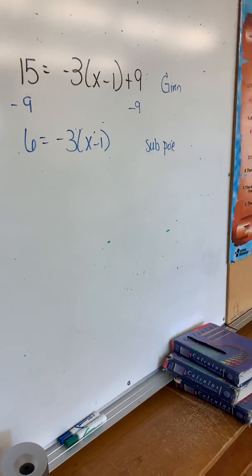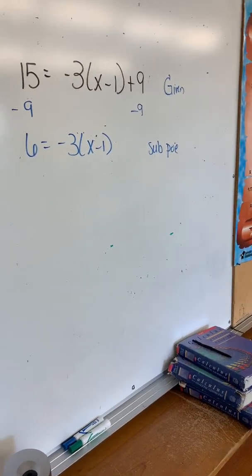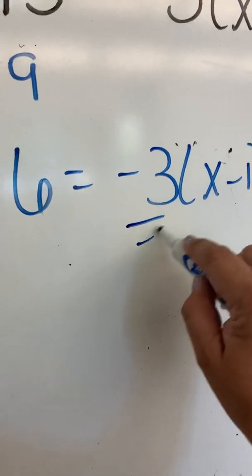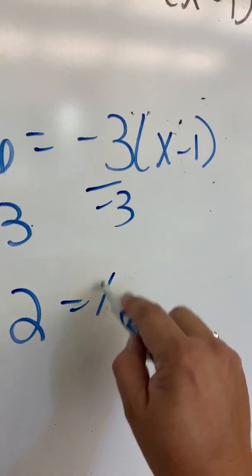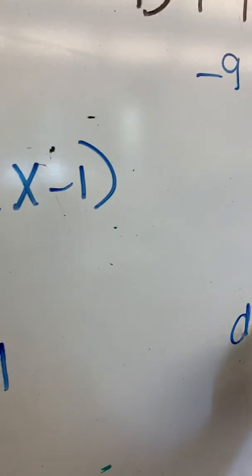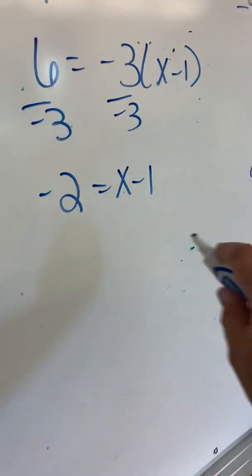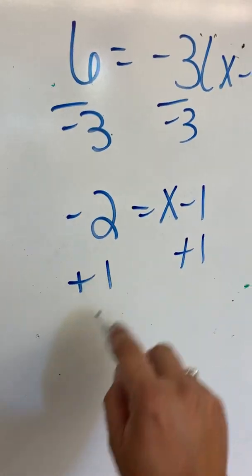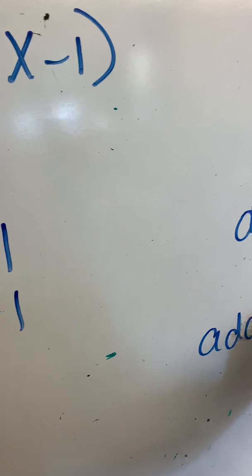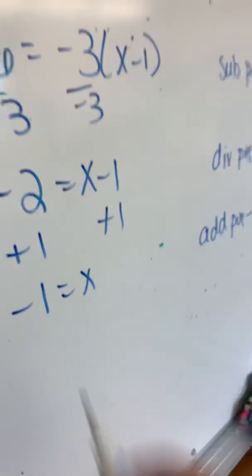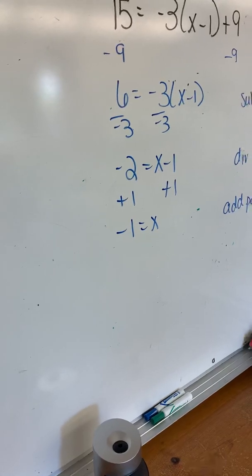Now what? Now divide by that -3. So we got -2 equals x minus 1. We did the division property of equality. So -1 equals x. We did the addition property because you're taking it to the other side, opposite operation. So you have to add that one.